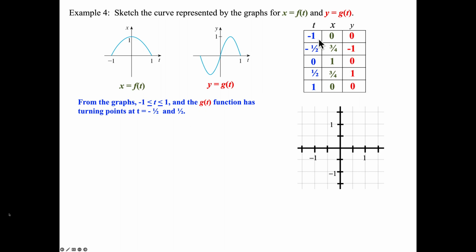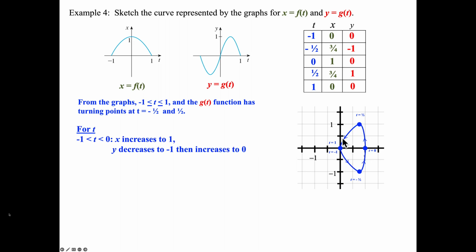If we start plotting our points, at 0, 0, that's t equals -1. At t equals -1/2, we're going to go to 3/4, -1. Again, I apologize for this being a smaller font, but I didn't want to pollute the graph with a bunch of labels. At t equals 0, we're at 1, 0. At t equals 1/2, we're at 3/4, 1. And then at t equals 1, we're back to 0, 0. So two labels for the origin. This is the shape of my curve, giving that direction.